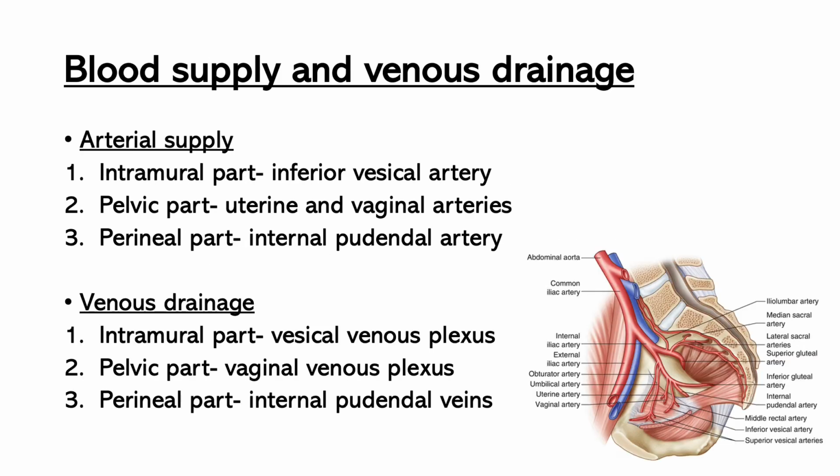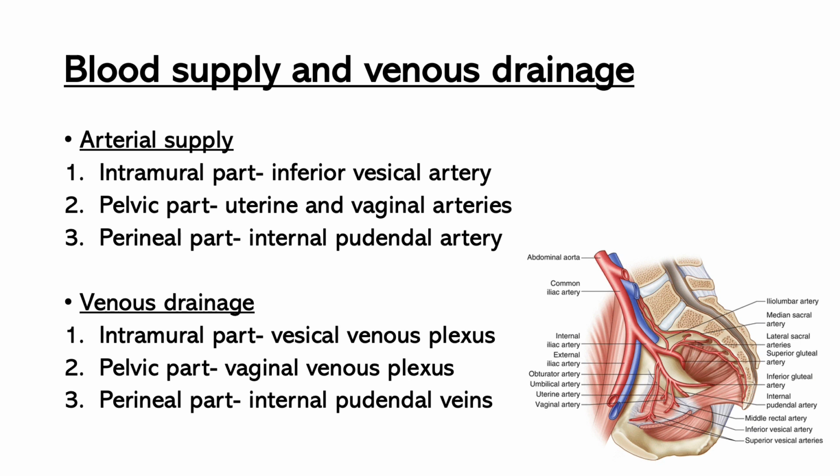Blood supply and venous drainage. Arterial supply. 1. Intramural part: inferior vesical artery. 2. Pelvic part: uterine and vaginal arteries. 3. Perineal part: internal pudendal artery.